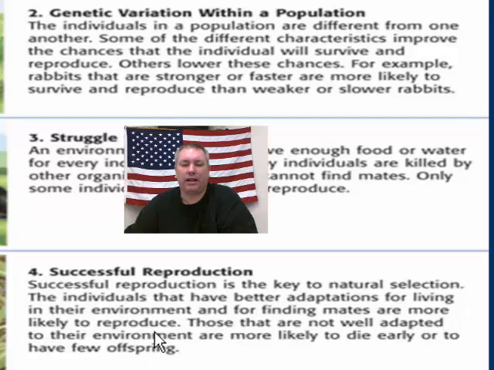The individuals that have better adaptations for living in their environment and for finding mates are more likely to reproduce. Those who are not well adapted to their environment are more likely to die early or to have few offspring. So those last two, well, you never know. One of those may end up dying, and leave one last one there, and there you go. Or those both could reproduce, and then they would start the whole process all over again. So we're just looking for the best of the best, and that's the reason why they produce so many offspring, okay?